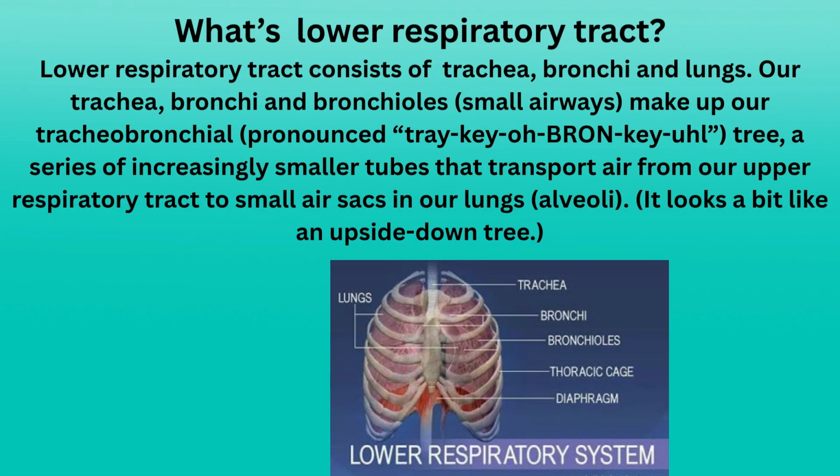What's lower respiratory tract? Lower respiratory tract consists of trachea, bronchi and lungs. Our trachea, bronchi and bronchioles, small airways, make up our tracheobronchial tree. A series of increasingly smaller tubes that transport air from our upper respiratory tract to small air sacs in our lungs, alveoli. It looks a bit like an upside-down tree.